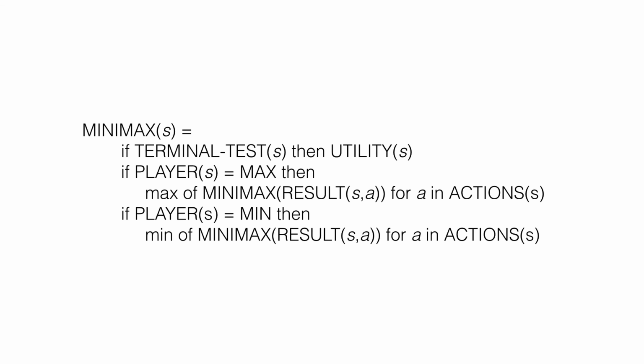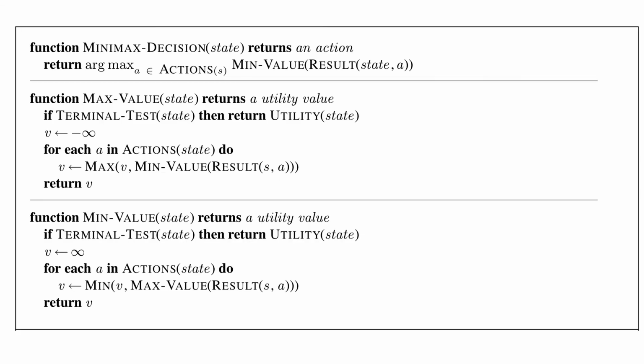So, this differs from the textbook pseudocode. If you look at this, which is from the textbook, you see that the max value function always calls the min value function, and the min value function always calls the max value function.